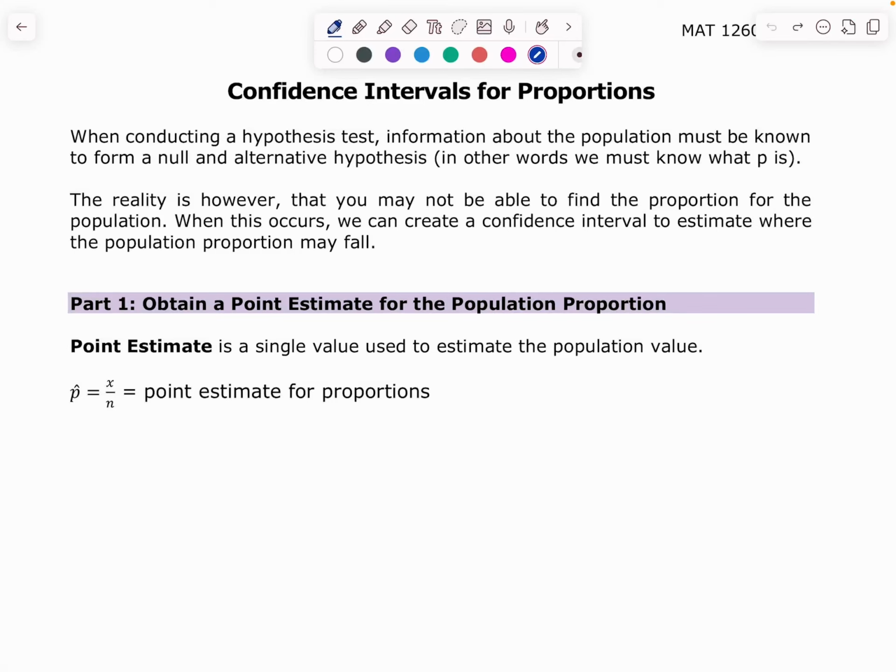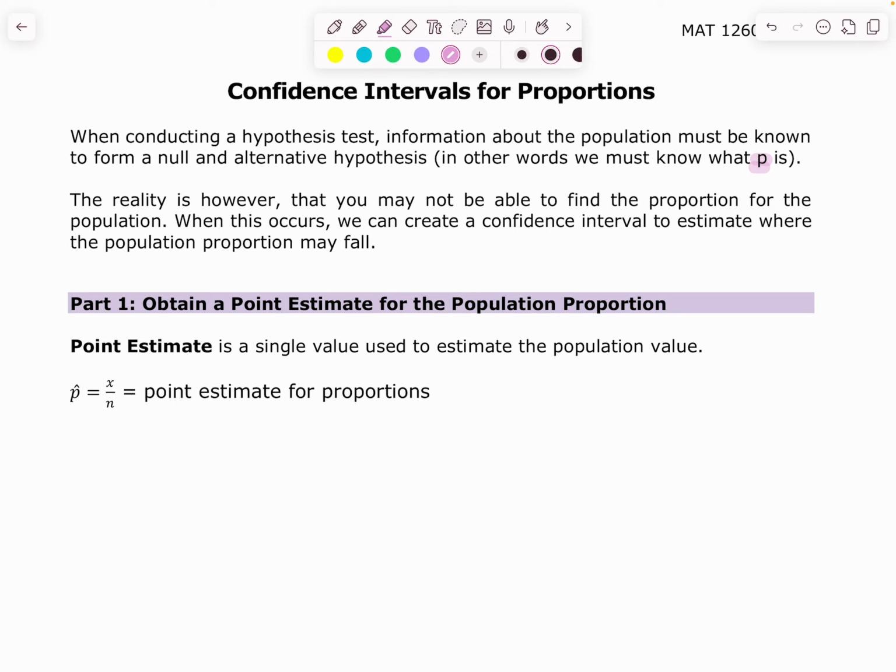All right, now we're going to take a look at confidence intervals. So when we conducted the hypothesis tests, there was information about the population that we had to know beforehand in order to form our null and alternative hypothesis. For the proportions, that information was P, the population proportion.